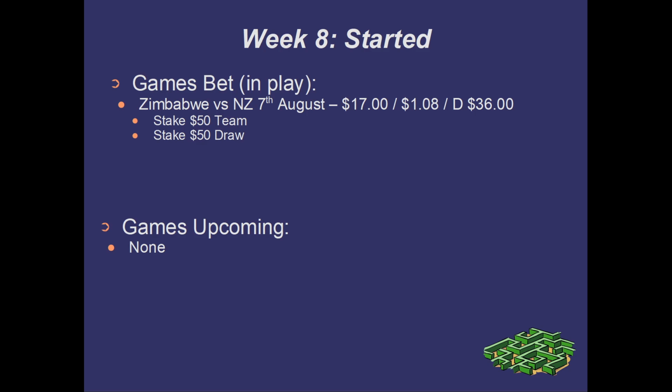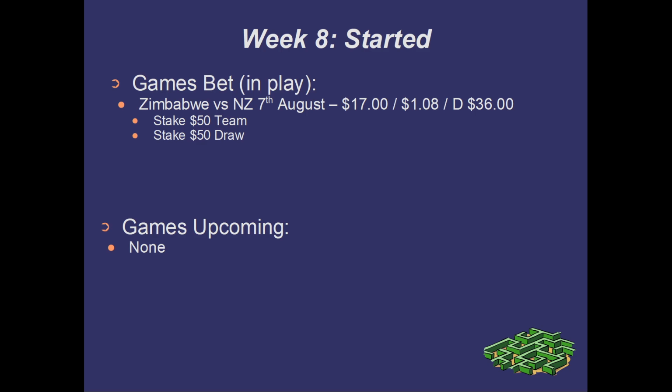So the games that we've got left, there's one game in play at the moment, which is Zimbabwe versus New Zealand. It started on the 7th of August, so a couple of days ago. Zimbabwe was $17, New Zealand was $1.08, and the draw was $36. So we're going to stake $50 on each of the teams, and we staked a liability of $50 on the draw.